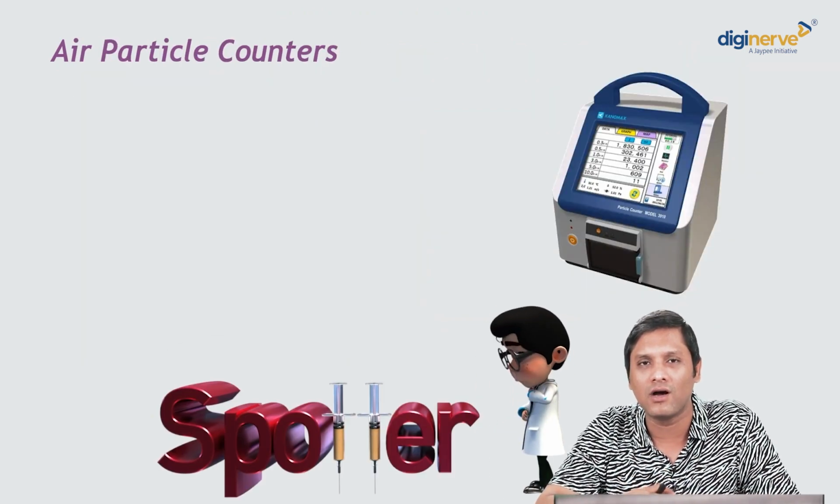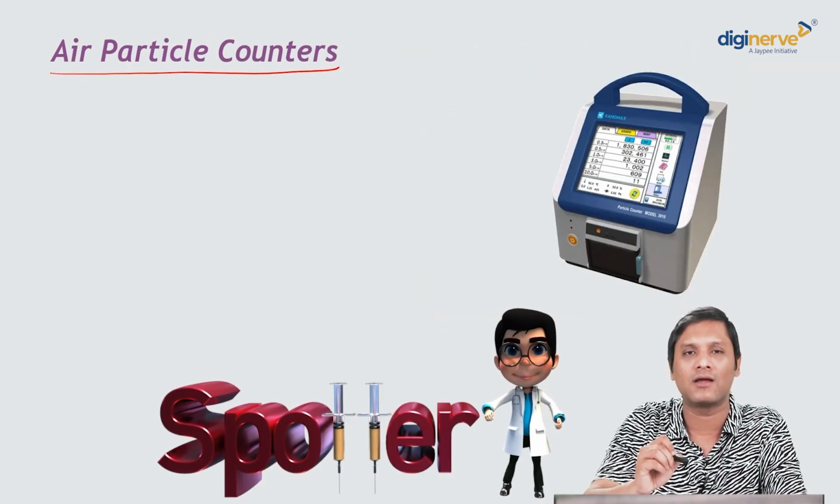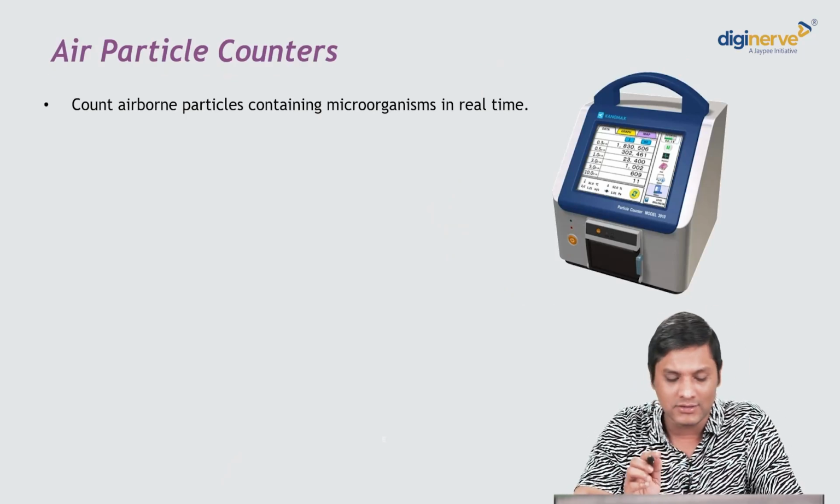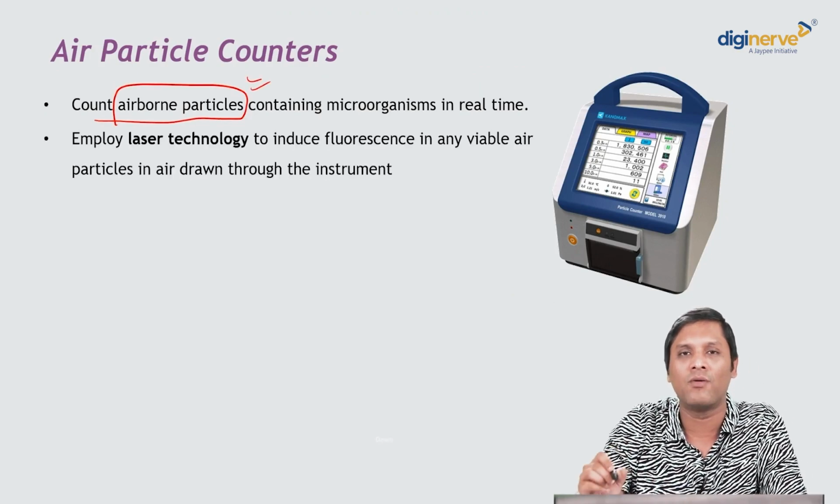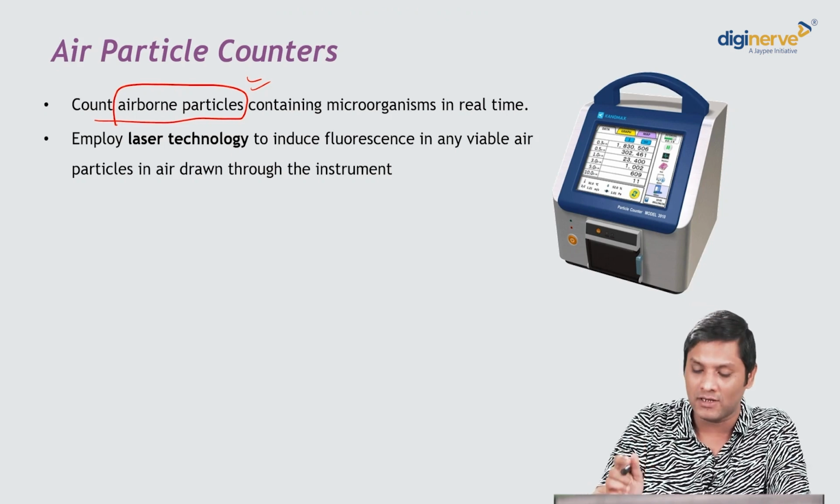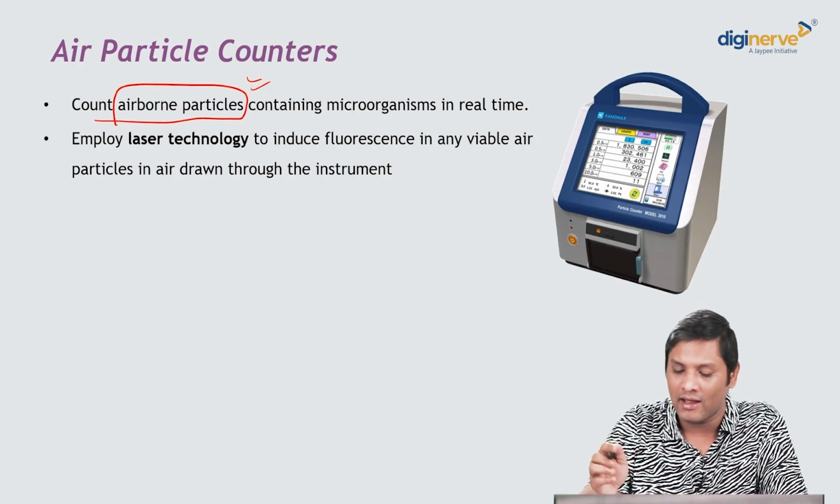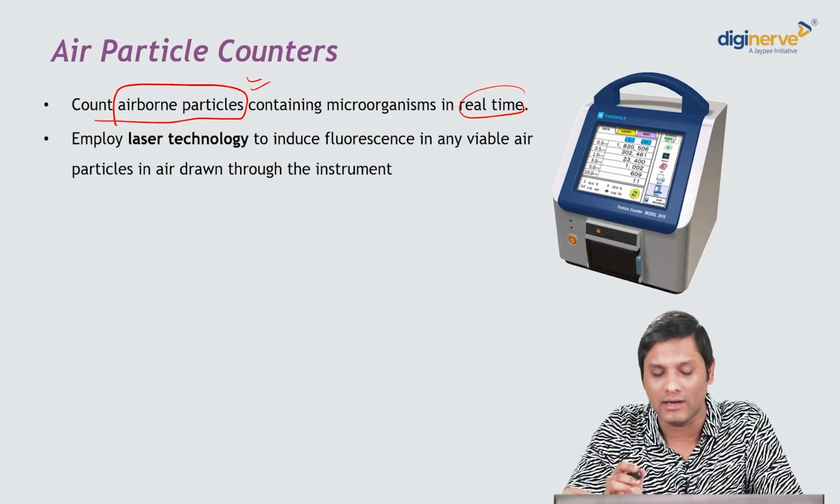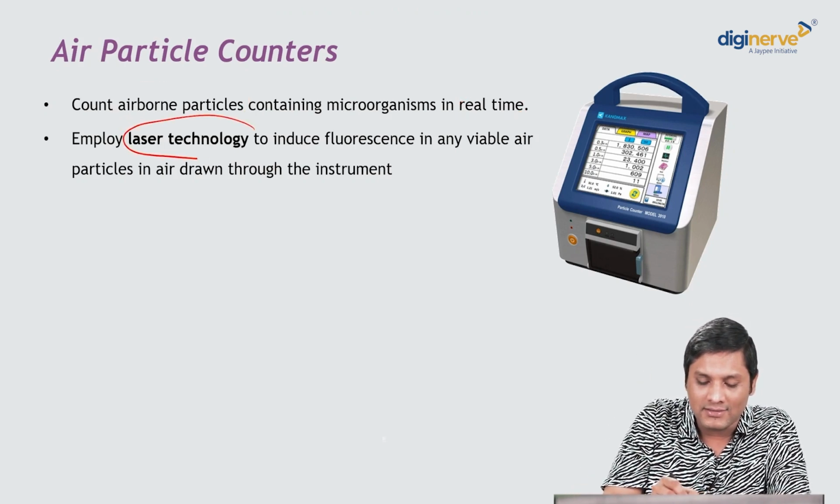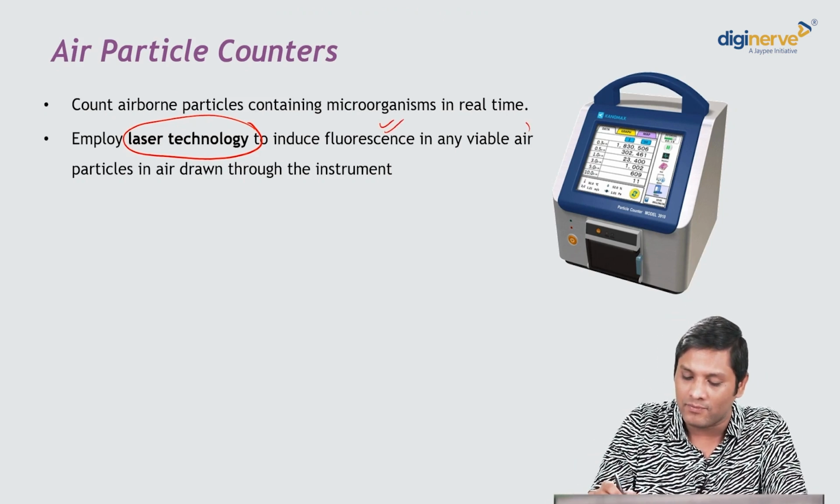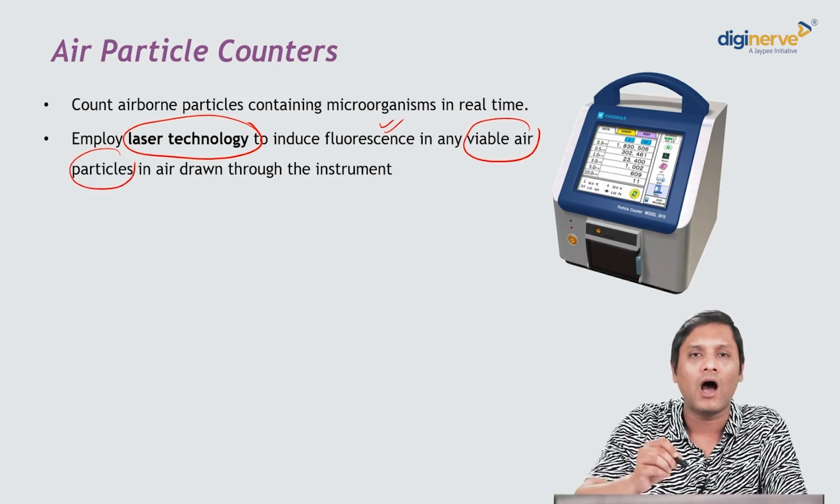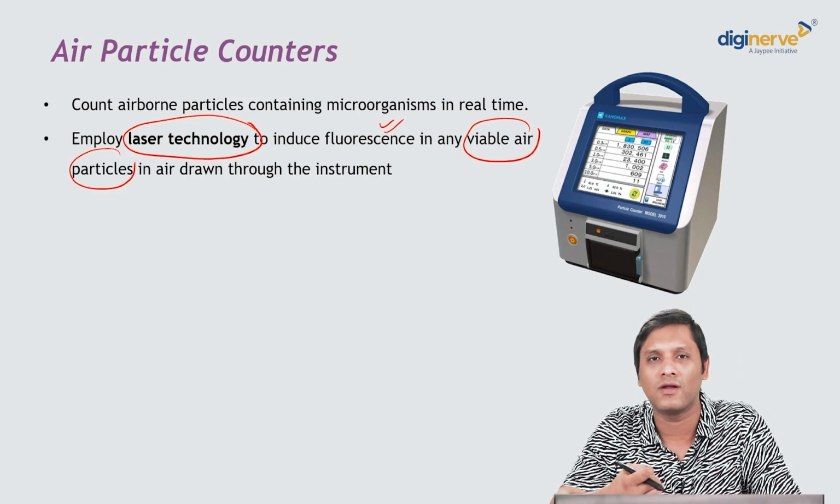Now we will see the third method. The third method is called the air particle counter method. Various equipment are available which are called air particle counters. They will reliably count how much airborne particle is present in the hospital air, in the operation theater air. In real time they can quantitate. They follow laser technology which will generate a fluorescent signal from the viable air particle. That is how you can quantitate the number of air particles.